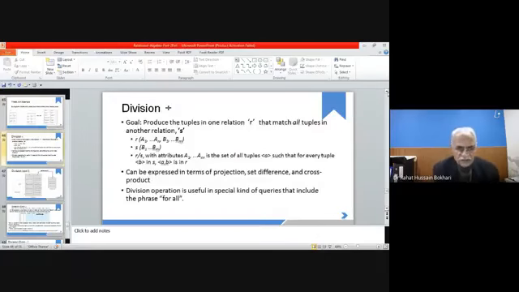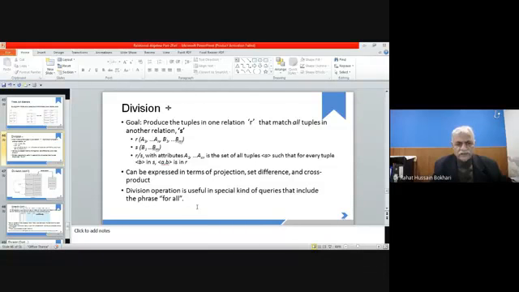The last is the division operation. It is denoted by the division symbol. So in which we have two relations R and S. R relation has attributes A1 up to AN and B1 up to BN. But for the S, that's dividing the S, one of the common attributes is there. So it should be more clear from the example.